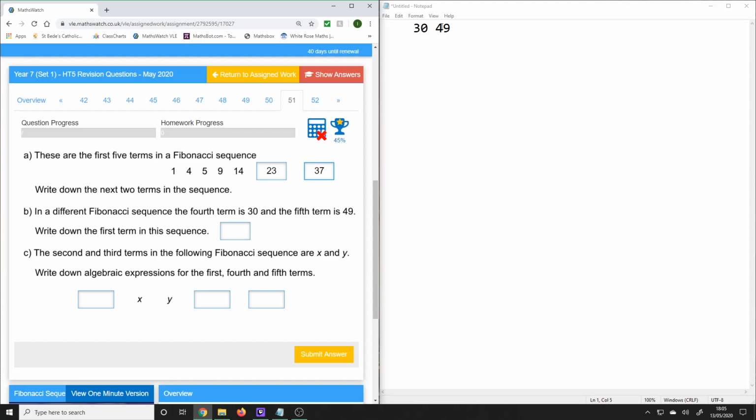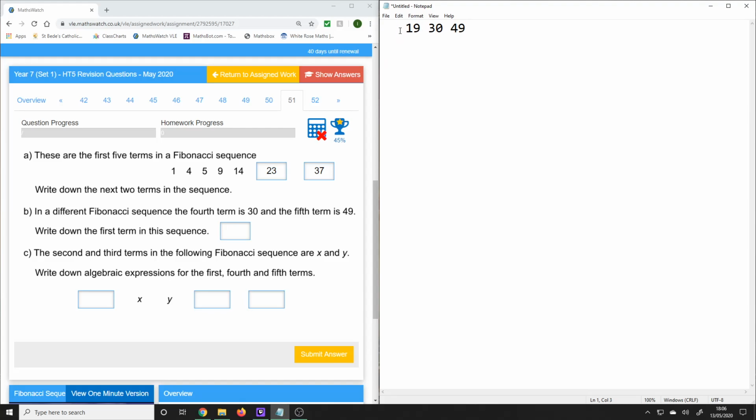So here I've got, that's the 5th term there, 49, and there's the 3rd term. So think about where that 49 comes from. It comes from some number that we don't know, added to 30 equals 49. So what plus 30 is 49? Well, it's going to be 19.